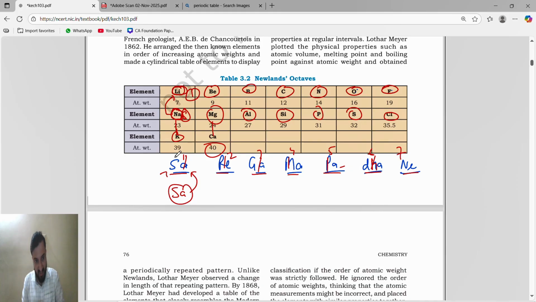Okay brother, we are a humble person, we will pick up our bag and walk away. He said that only. Newlands' law of octaves, he came with this: every 8th element will show similar properties to the first element. See, he made the song also.